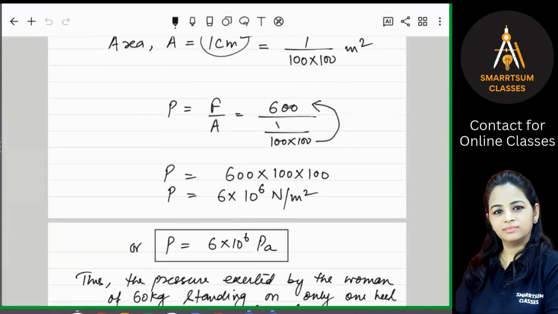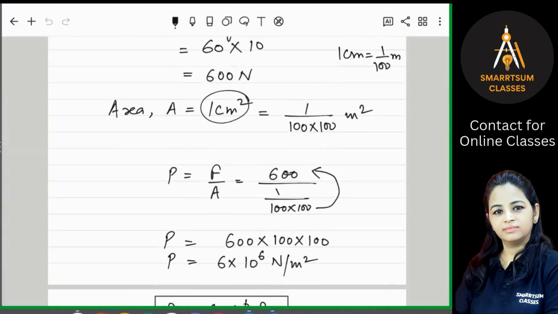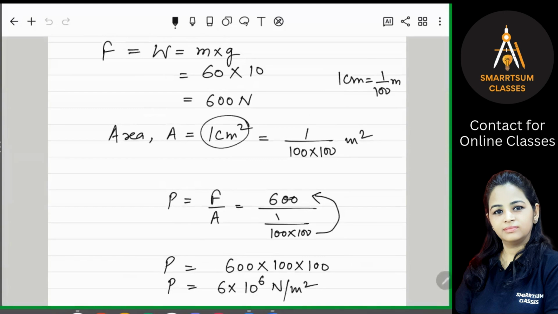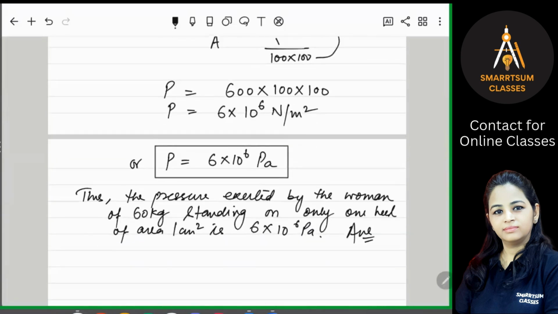Okay. So what will happen if we increase the area? Because area will get double, so pressure will become half, right? So if you find out pressure in that case, if she is standing on both of her heels, then pressure will be half, right? It will decrease. Why? Because area is increasing, right?